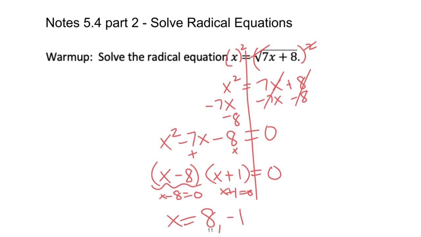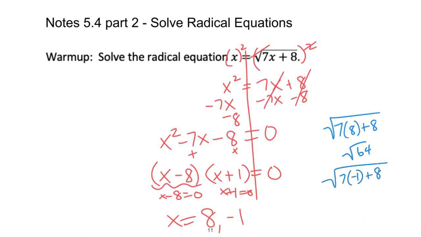Now, if we test both of those answers, we want to make sure that we do not have a negative under the square root. So let's check the first one, plugging in that positive 8. And that would give us a square root of 64, so that answer is okay. If we plug in the negative 1, that would give us a square root of positive 1. So both of these answers are okay and good to go.